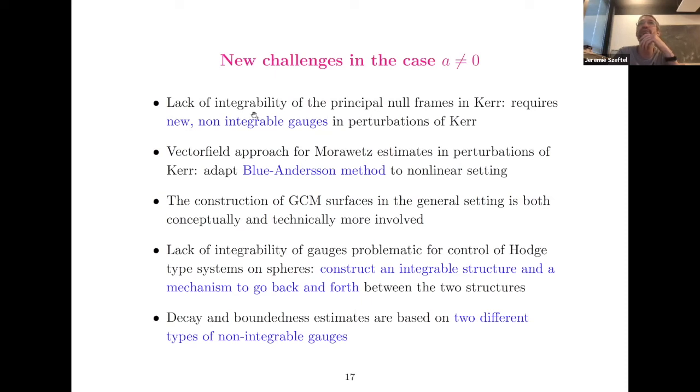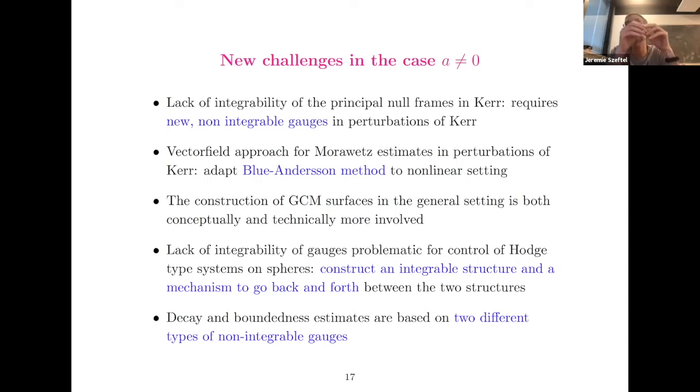And this is due, as my first point here, and maybe one of the most important, to the lack of integrability of the principal null frames in Kerr. Let me explain what that means. As I said, one of the main points, if not the main, is to exhibit a triangular structure in the problem. This triangular structure is like when you triangularize a matrix. To make a matrix triangular, you have to choose a special basis. Here it's exactly the same thing. To exhibit this triangular structure, it's not in any frame, it's in a very special frame, a null frame.